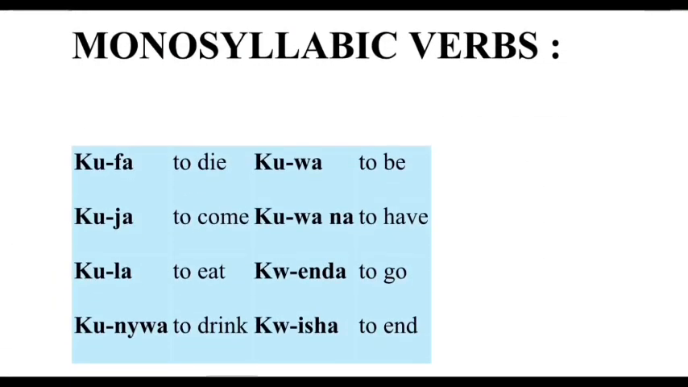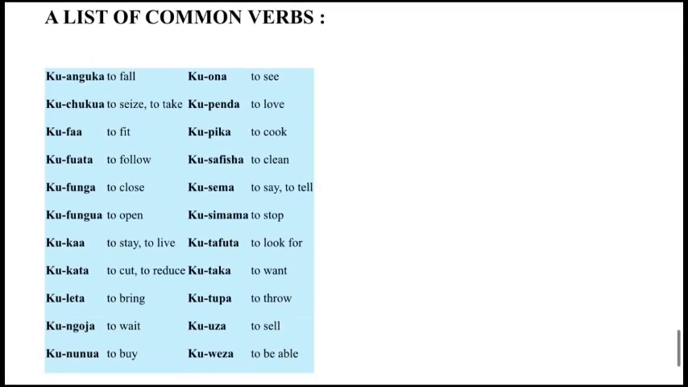Then there are verbs we refer to as monosyllabic verbs. They have the ku and then just one syllable. Just one syllable. So only fa, ja, la, and so on and so forth. A few examples have been listed below.